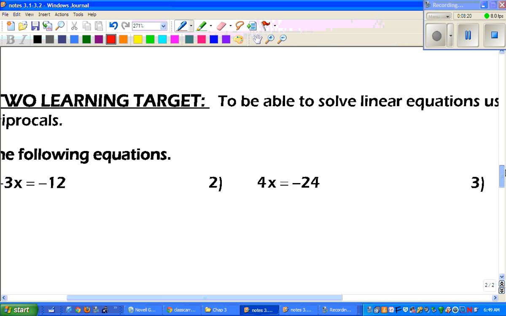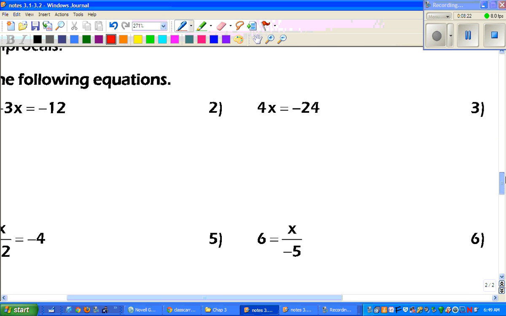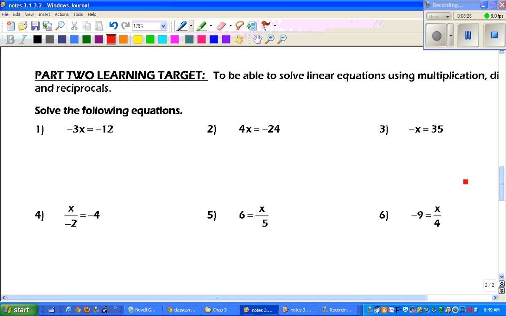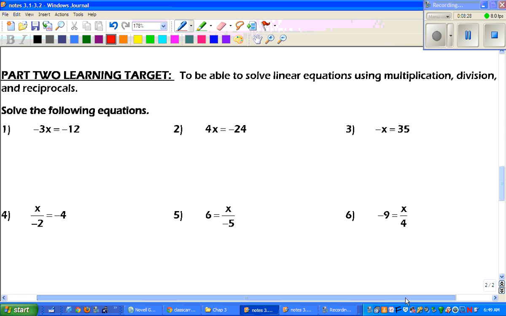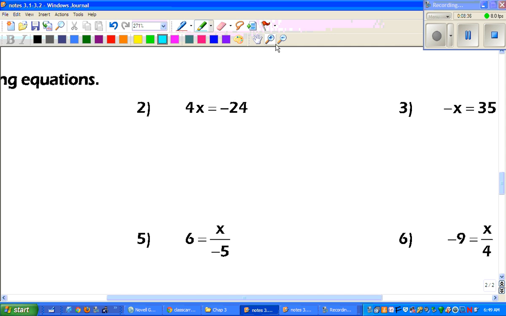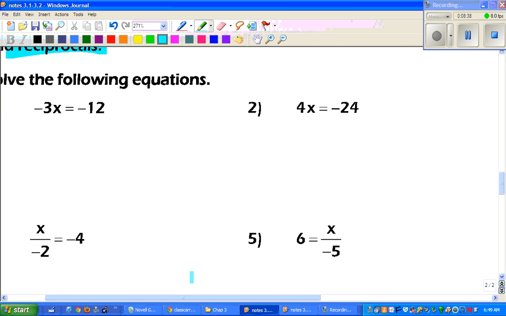All right, just a couple more, and then that'll be it for this lesson. The next ones that we're going to be doing use multiplication and division and reciprocals. So it's pretty much the same thing, except you're doing a different operation now. Okay, I'm going to draw the line down the middle.